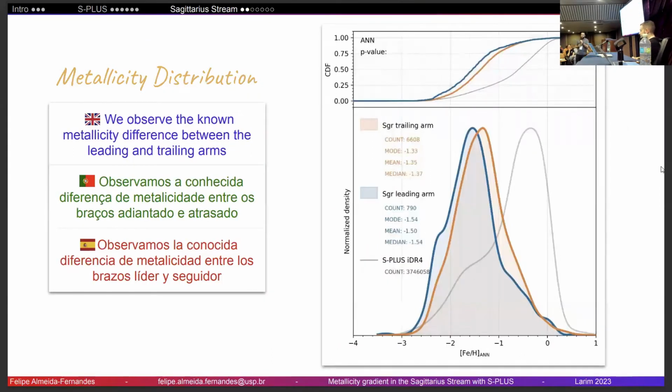And the first result we were able to reproduce, we did the metallicity distribution of the stream. And as we can see here, with many more stars than what we had with spectroscopic data, we are able to reproduce the difference between the metallicity distribution of the leading arm and the trailing arm. We can see that the leading arm is on average 0.2 dex in metallicity more metal poor than the trailing arm.